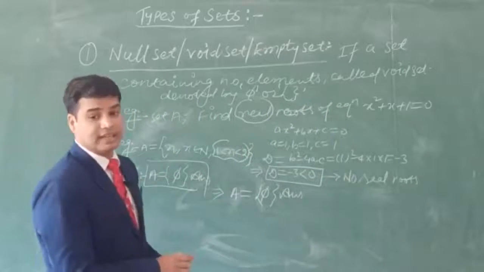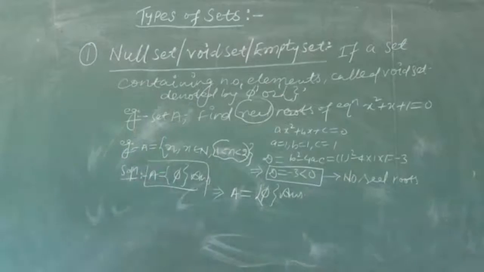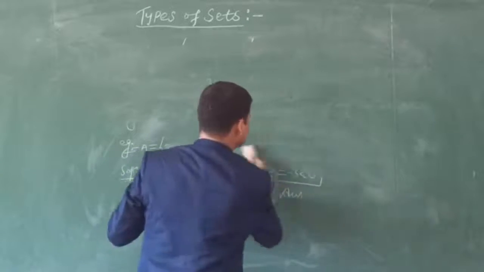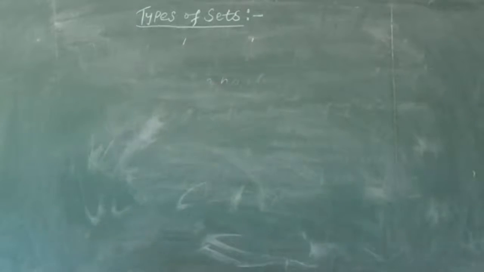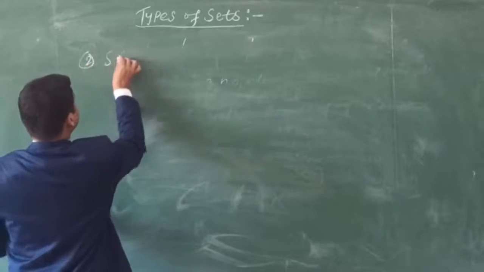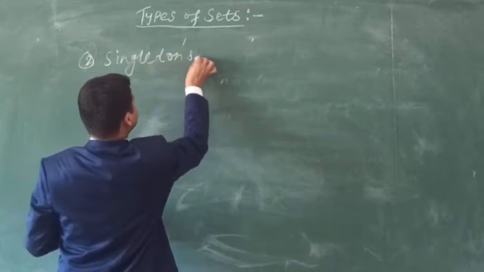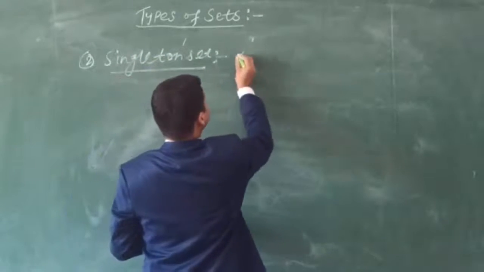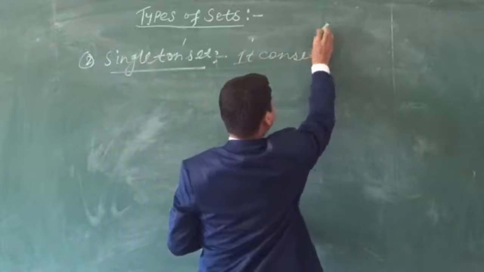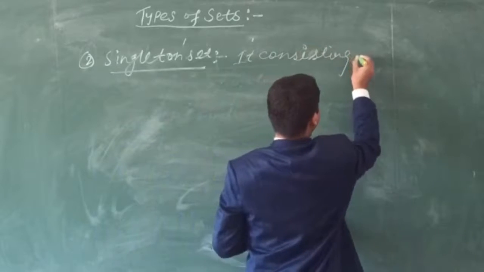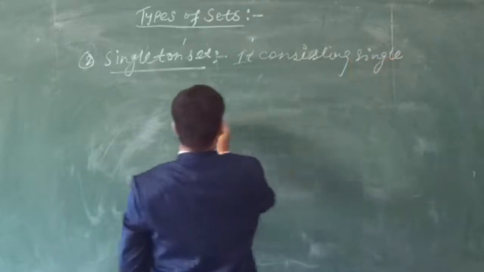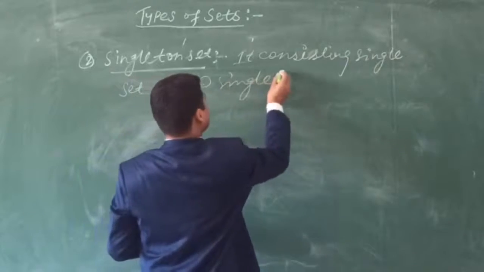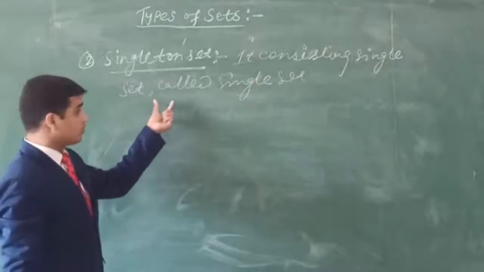Okay, now we are going to start singleton set. As the name suggests, singleton. Single. Now see this here, singleton set. What is the meaning of this? It consists of only one element. See this? A set consisting of a single element, only one element, is called a singleton set.